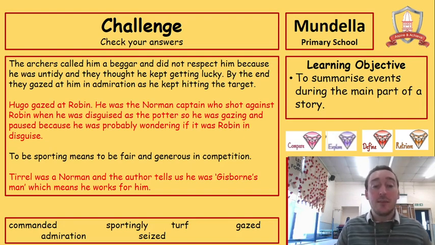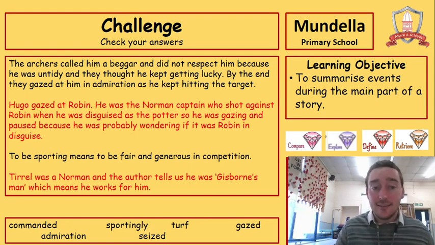And to be sporting means to be fair and generous in competition. Finally, Tyrrell was a Norman, and the author tells us he was Gisborne's man, which means that he works for him. He's employed by Gisborne. Very good. Okay, let's have a look at the next slide.